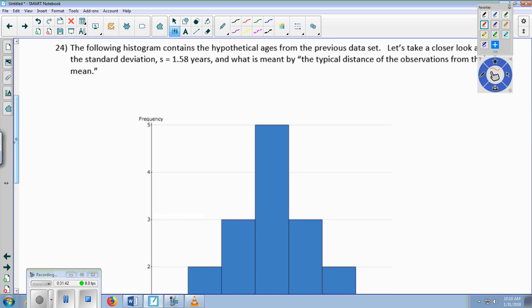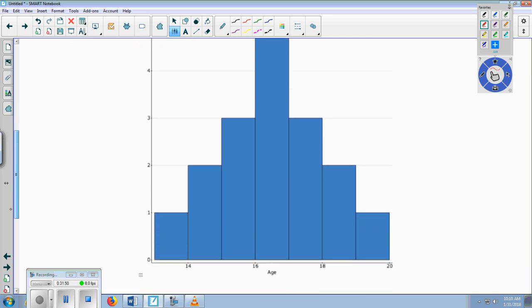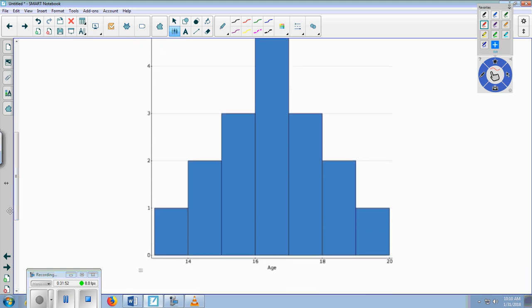The last part of this section, we're just going to look at a histogram again. This is a histogram of our ages. It barely fits on here. We said that the average is 16, so those 16s are hidden in this tall bin there. We can think about it, the standard deviation is about 1.6.